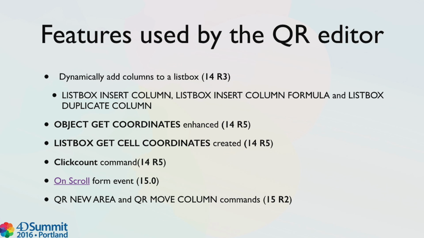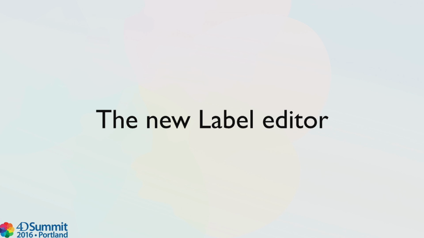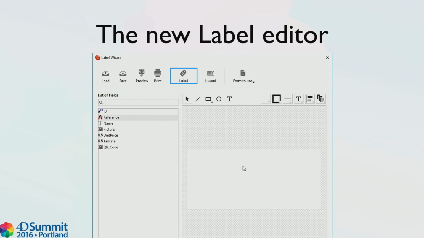On Scroll form event, which is a new form event, and a couple of new commands: QR New area and QR MOVE COLUMN. Yeah, so all of that helped creating the new Quick Report editor. So as you can see, we benefit as well from our releases. Now let's talk about the new label editor. It has so many new features, in contrast to the Quick Report editor.